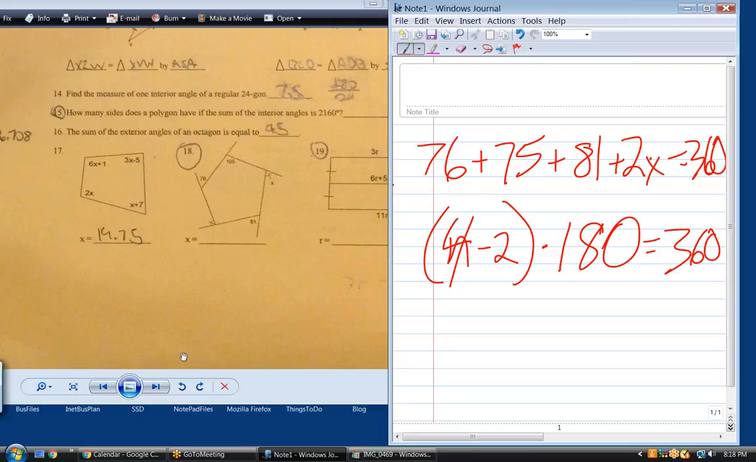Is that 19.75? It's 14.75. I was wrong anyway. When you double that, you get what? 29 and a half. Yeah. Okay.